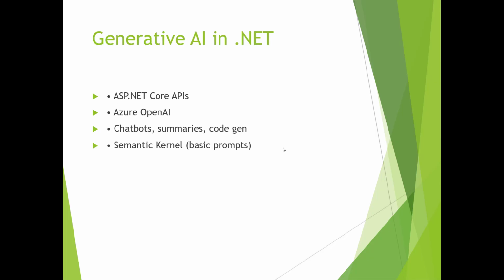So how is generative AI helpful in .NET, and where can it be used? ASP.NET Core APIs can use generative AI. We can use Azure OpenAI, which is also generative AI. We can use chatbots, summarizers, and code generation. These types of things are being used in .NET Core and they are all generative AI. We can use the built-in APIs which are based on AI in our project.